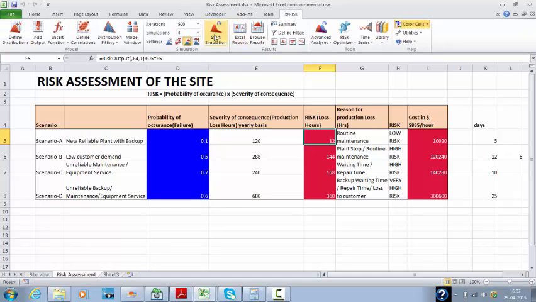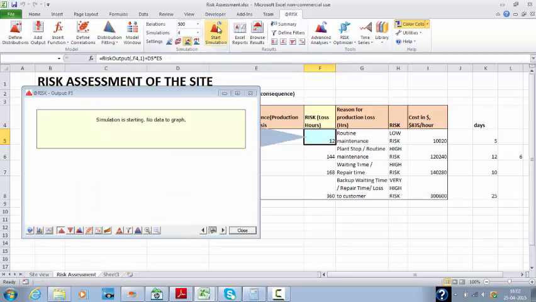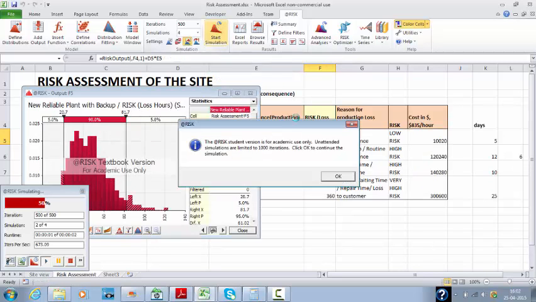I go to @Risk, and I've chosen 500 iterations. I'm doing 4 simulations, so every time it will repeat, to see the consistency of the simulation. I click on this, say OK.